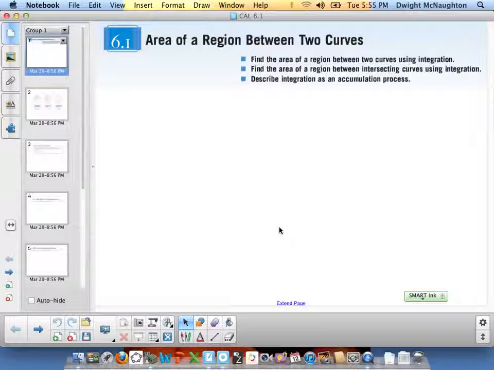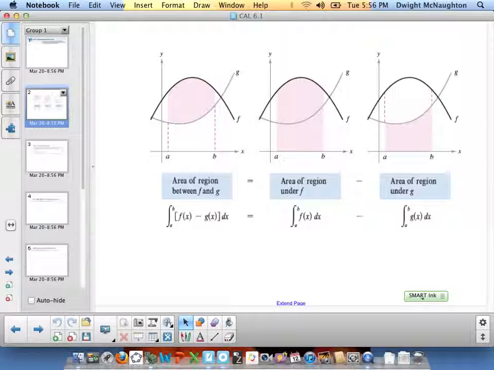Chapter 6.1, Area of a region between curves. Finding the area of a region between two curves using integration. All right, so we've looked at the area underneath one curve. Today we're going to look at the area between two curves. It's really a very simple process.